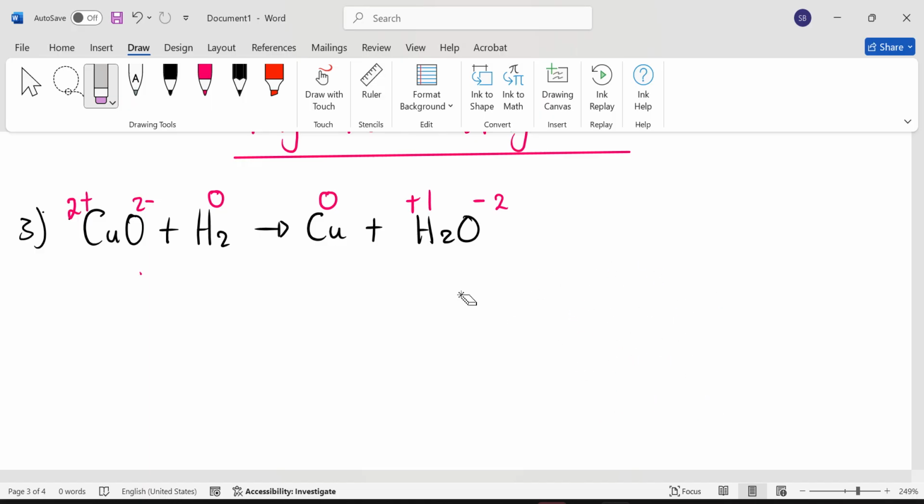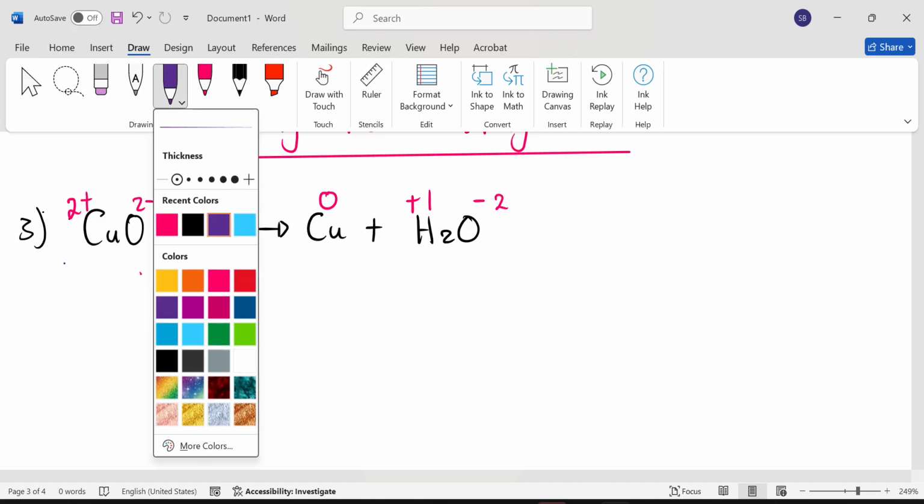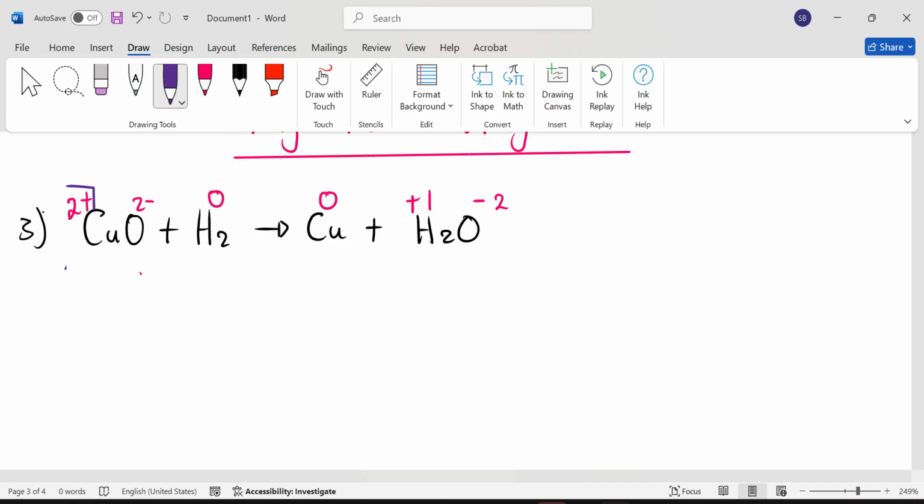Okay, just to erase this. Now let's see which one oxidizes, which one reduces. We don't know. Let's find out. So notice how copper moved from a positive 2 all the way to a 0. Oh my gosh. And hydrogen moved from a 0 all the way to a positive 1. By the way, I don't actually focus on the oxygen because notice how it's the same. It neither reduced nor oxidized.